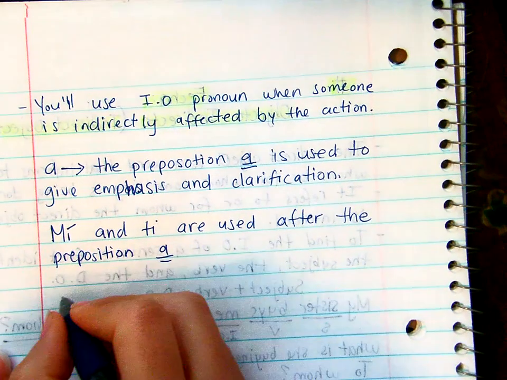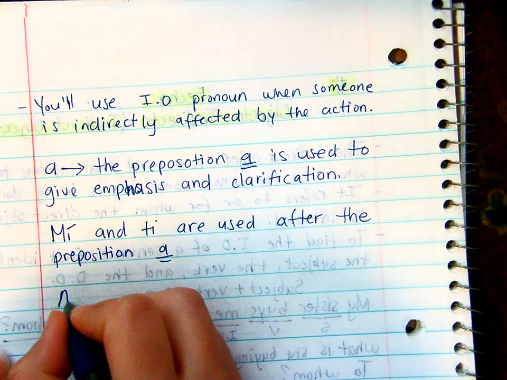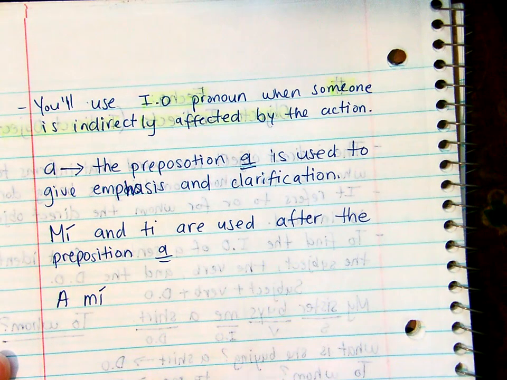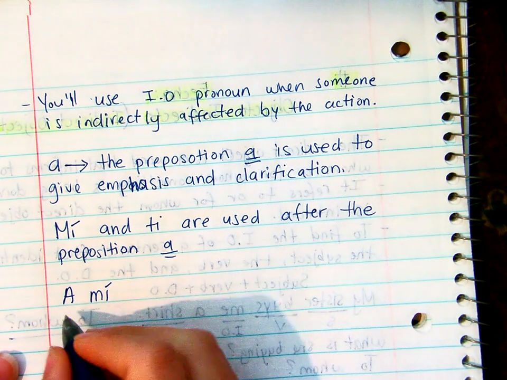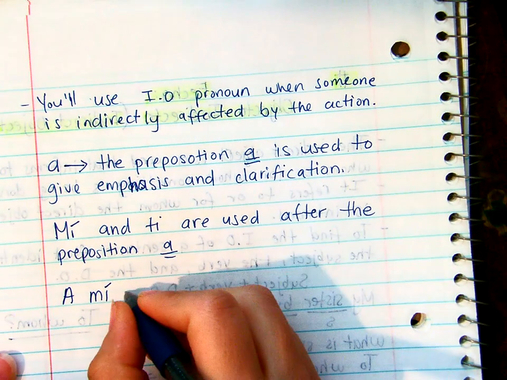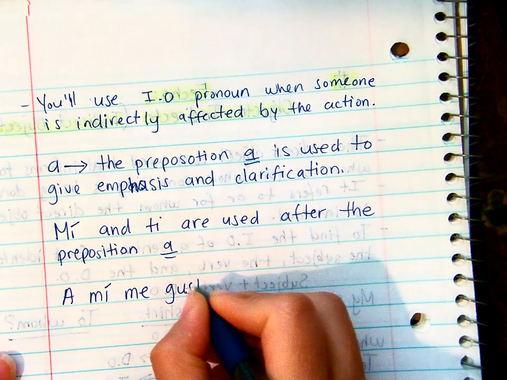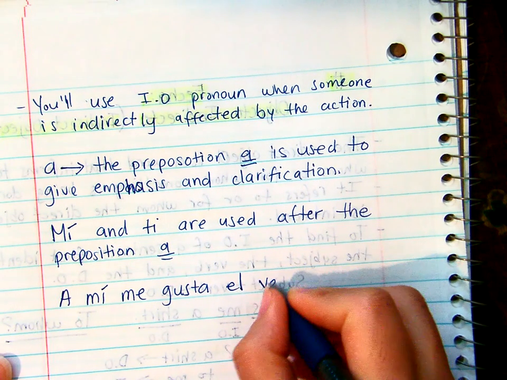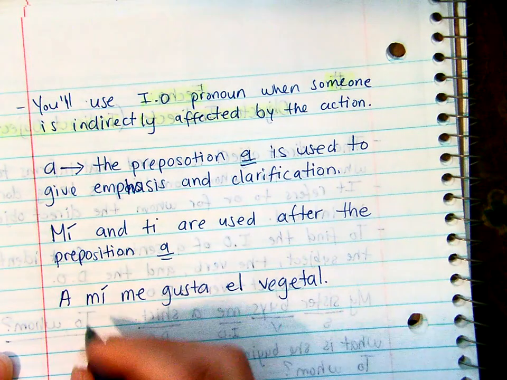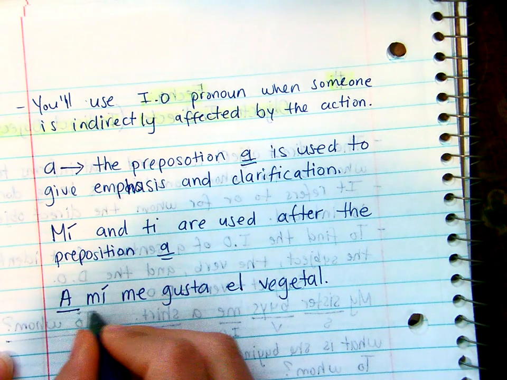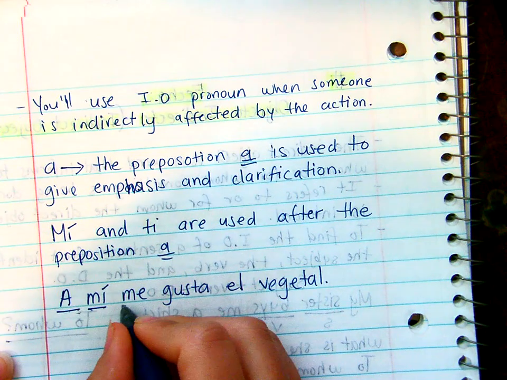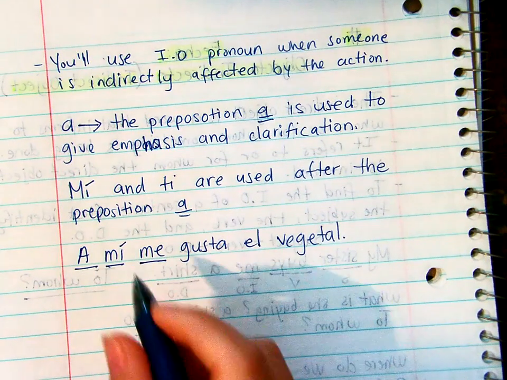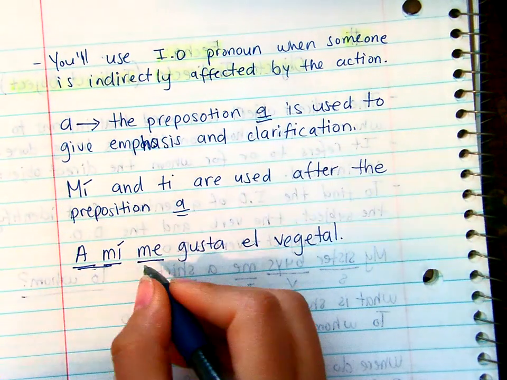Okay? So first thing, you're going to use a preposition a. Say I want to say, I like vegetables. A mí, to me. A mí me gusta el vegetal. So I am using a, and then I'm using me, and then I'm using again another indirect object pronoun just to give more emphasis. I'm using a mí to give emphasis that this is to me.